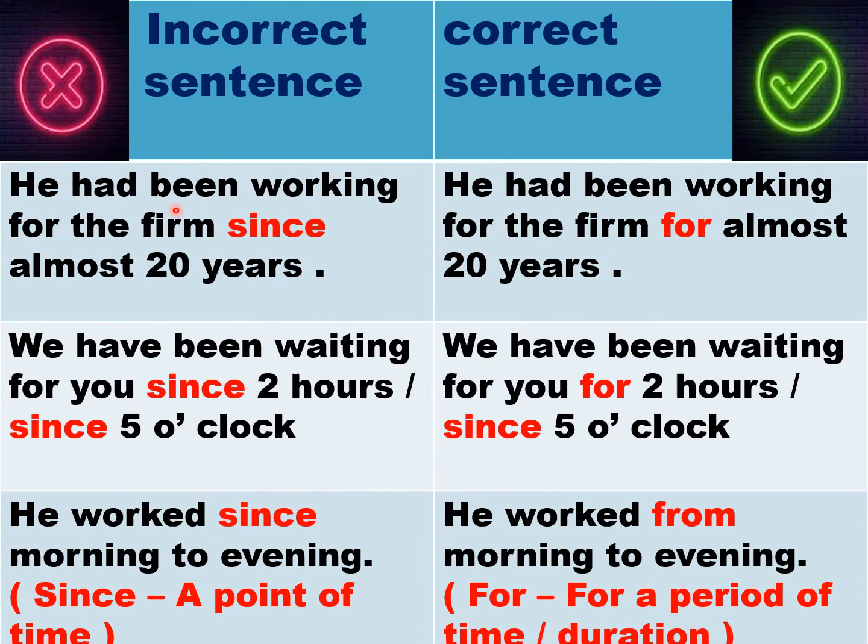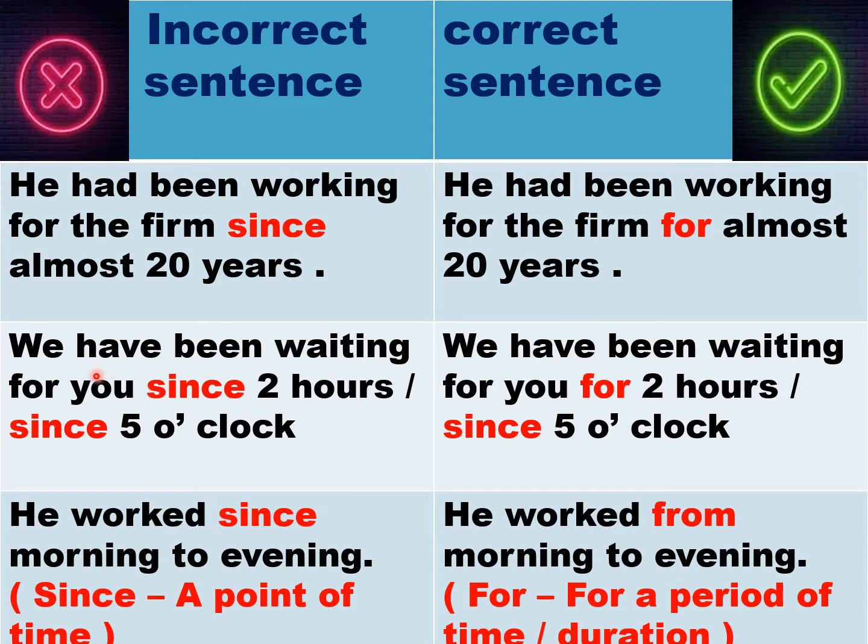He had been working for the firm since almost 20 years. We have been waiting for you since 2 hours. Here the preposition since is used. We use since to denote a point of time. Here 20 years and 2 hours is given. This is a period of time or duration. So instead of since, we must use the preposition for. He had been working for the firm for almost 20 years. We have been waiting for you for 2 hours is correct.